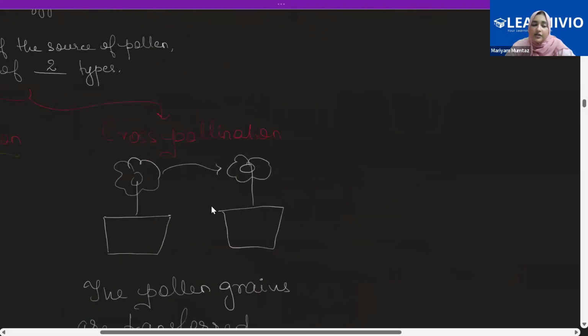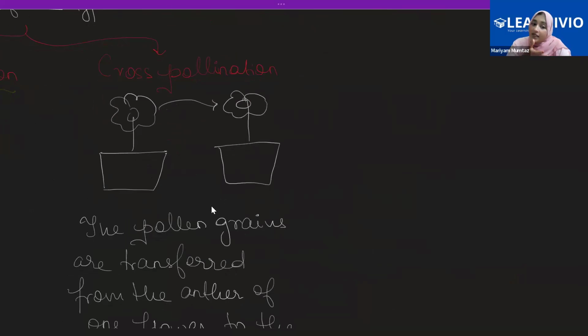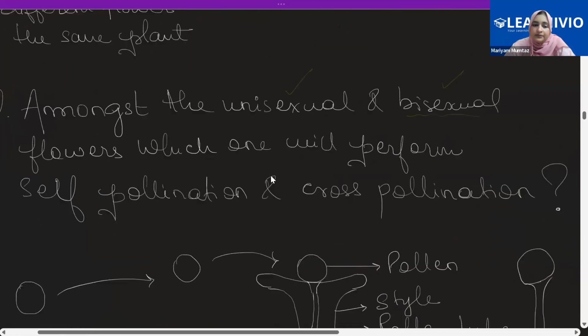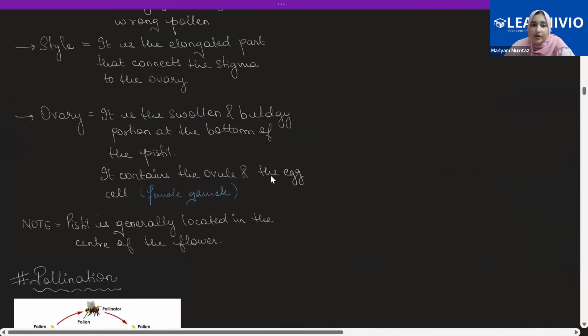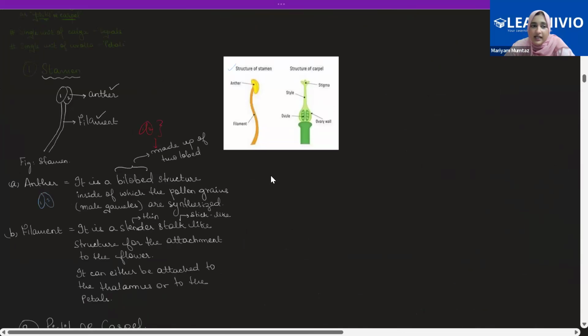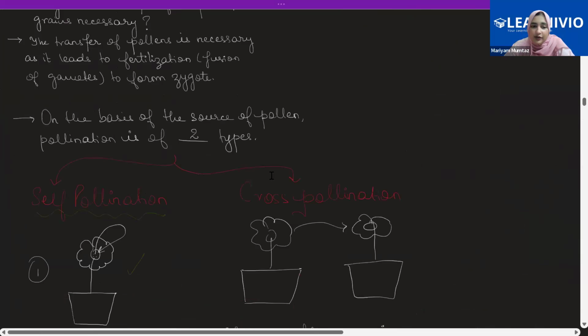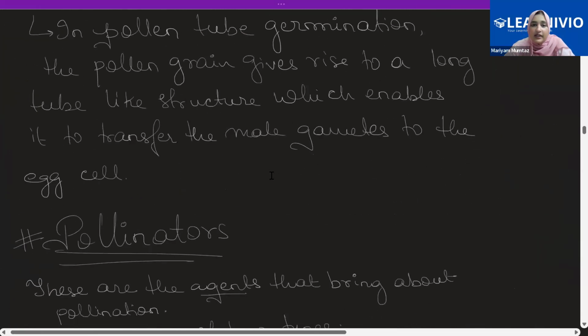On the other hand, cross-pollination is the kind wherein the pollen grains are transferred from the anther of one plant to the stigma of another plant. This is called cross-pollination. Now, obviously, for the process of pollination to take place, there are certain agents of pollination that come into play. The agents of pollination are called pollinators.